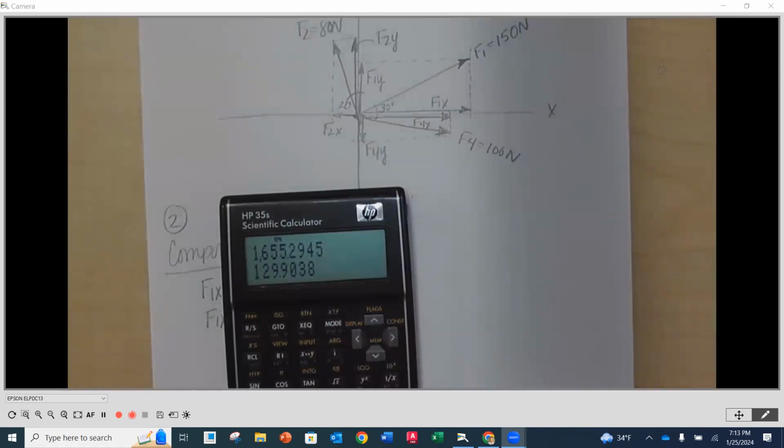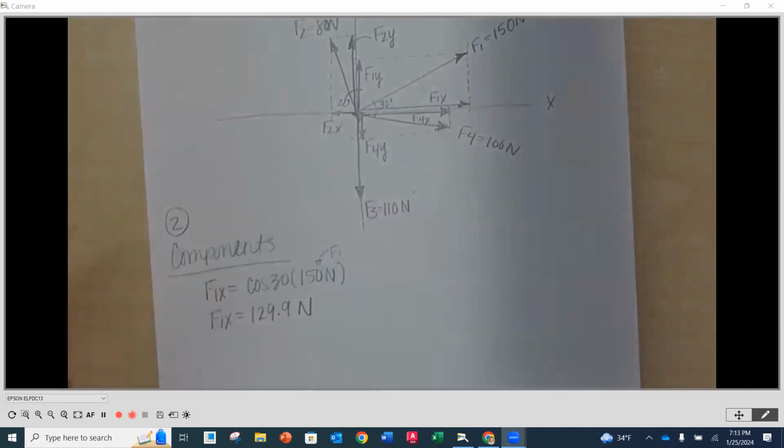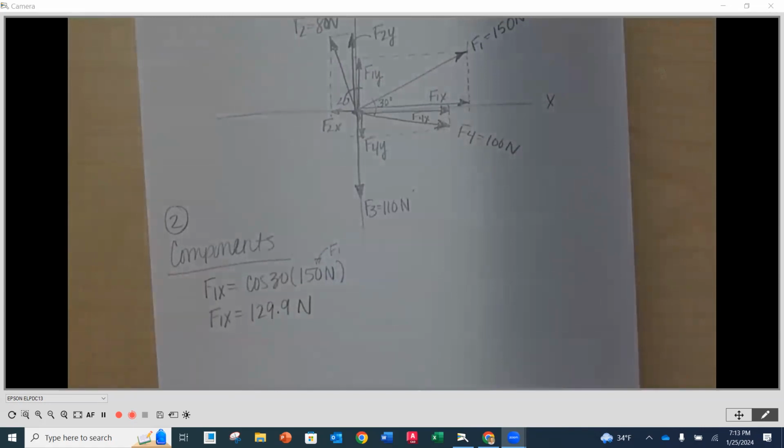If I round it to 130, I'm going to induce error because I'm going to be using this number to add and subtract with other things. So I'm going to keep that extra decimal place. I'm going to put just one line underneath here. Now, you might say, are we supposed to worry about positive or negative at this point? No, just magnitude. Okay, just magnitude.